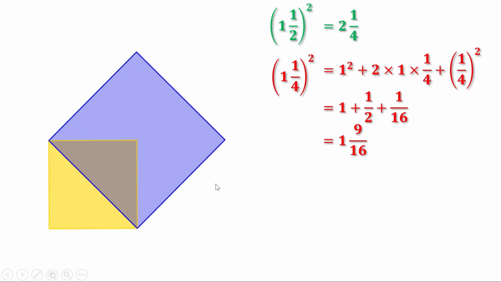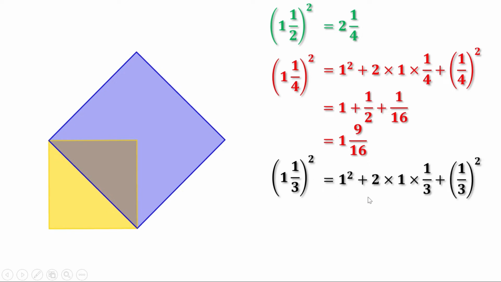Can it be 1 1 by 3? Let us check by taking the square of 1 1 by 3. This is 1 plus 1 by 3. Therefore, the square is 1 square plus 2 into 1 by 3 plus 1 by 3 square. 1 square is 1, 2 into 1 is 2, 2 into 1 by 3 is 2 by 3, and 1 by 3 whole square is 1 by 9.